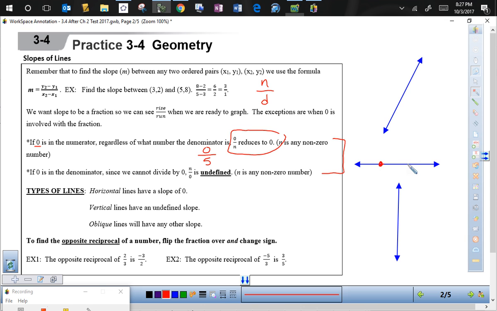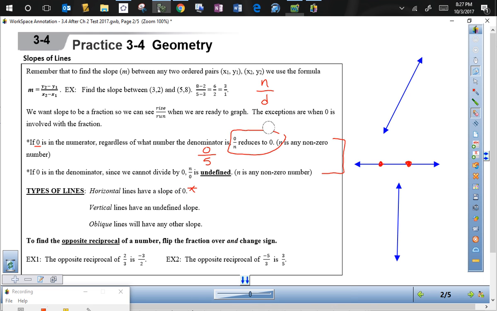So over here, I've got this example. We're not going up any, but we're running some distance. This 5 was just some number, really it could be any distance, and that's going to look like a horizontal line. So that's what this part right here is. It says horizontal lines have a slope of 0. So if 0 is up top, it's a horizontal line.